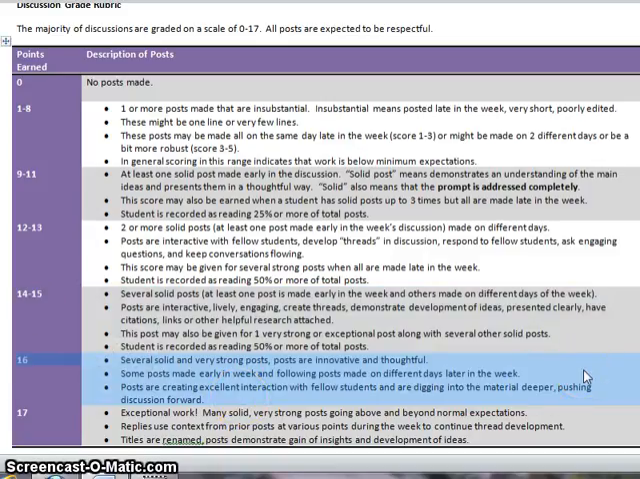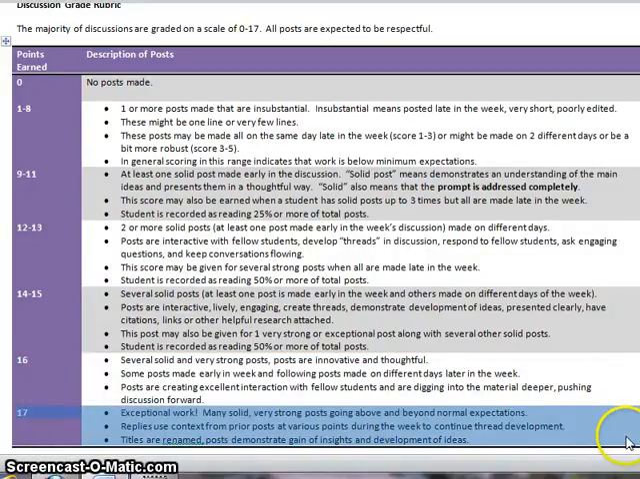To earn 16 points in a discussion, we're looking for several solid posts. They're innovative, they're thoughtful, they're made early in the week, and then following posts are on different days. They're creating excellent interaction with fellow students because you really create the interaction in these discussions. And that's what I go back and evaluate students on. How are the discussion threads being created and followed through? Are you pushing that material a little bit deeper and moving the discussion deeper?